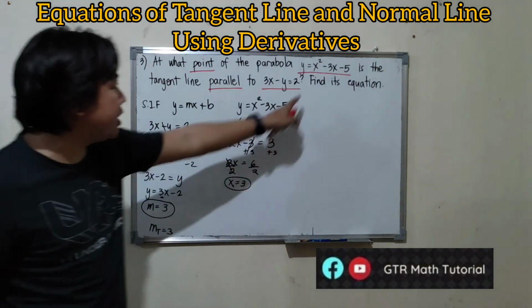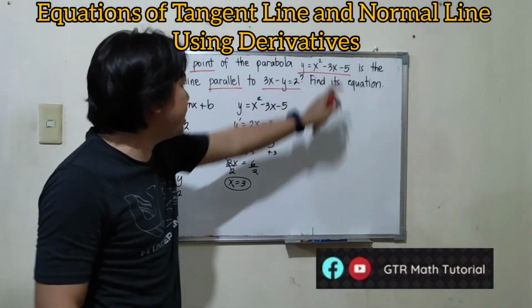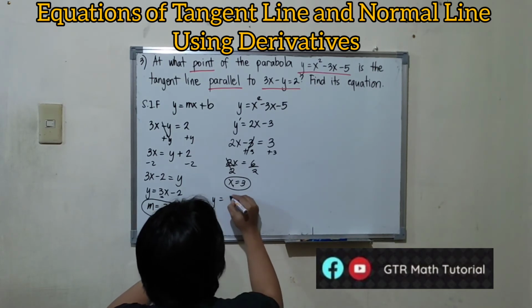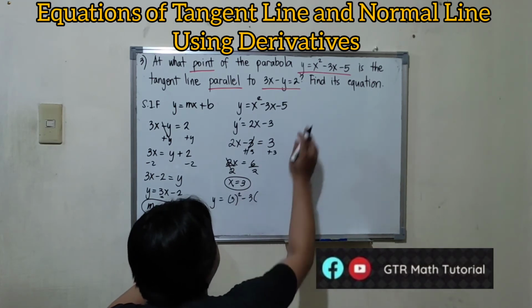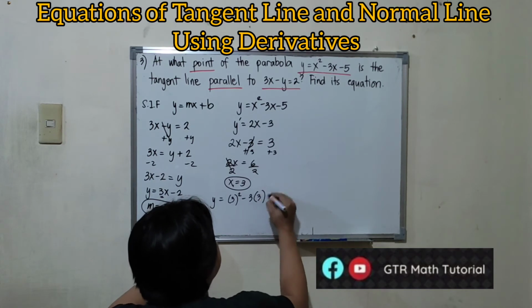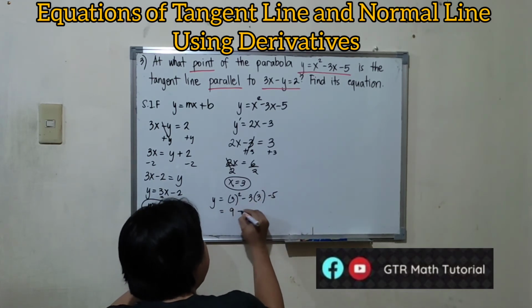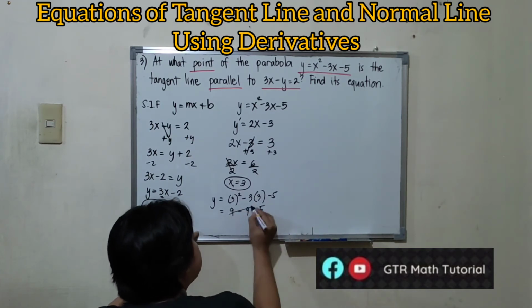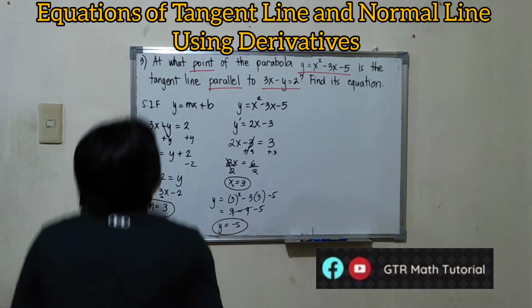So solve for y. So just substitute x equals 3 to this equation. So therefore we have y equals x squared. So we have 3 squared minus 3 times x, which is 3, then minus 5. So simplify, we have 3 squared, so that is 9, minus 3 times 3 is another 9, minus 5. So 9 minus 9, that is 0. Therefore, y equals negative 5.